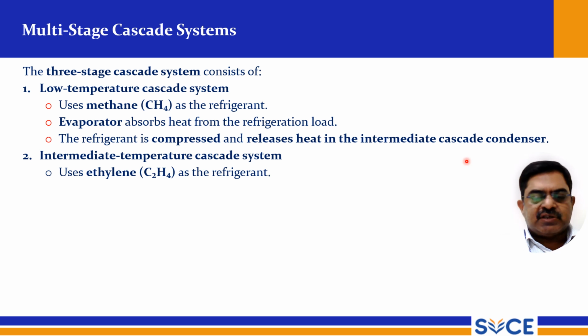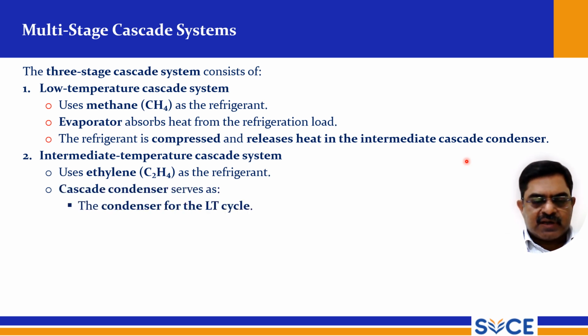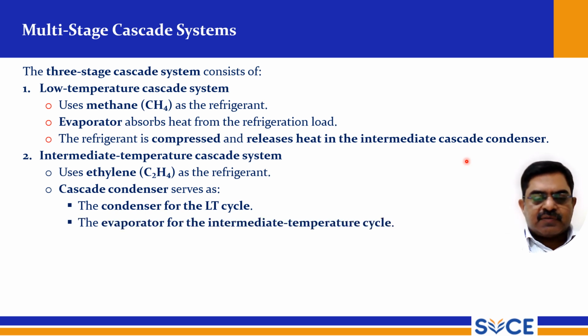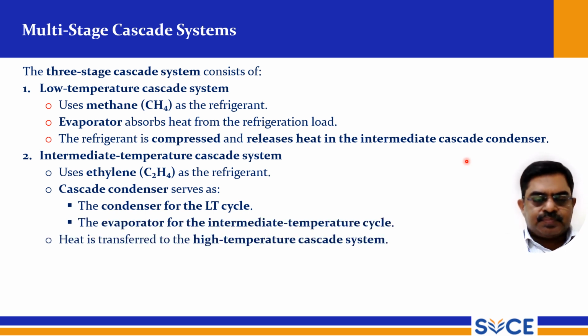So we have three stages. We are using three different refrigerants. So that is the advantage in this cascade system. The intermediate temperature cascade system uses ethylene as the refrigerant, and the cascade condenser serves as the condenser of the low temperature cycle and the evaporator of the intermediate temperature cycle.